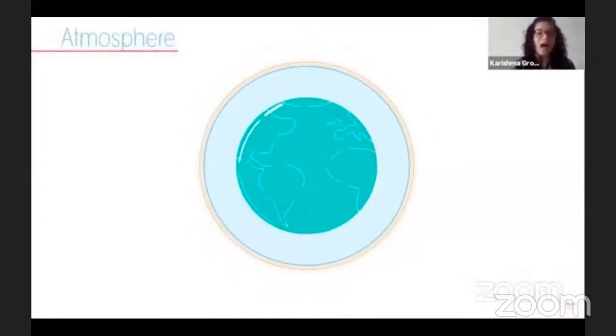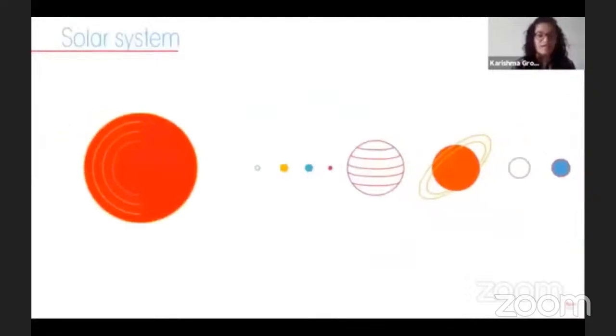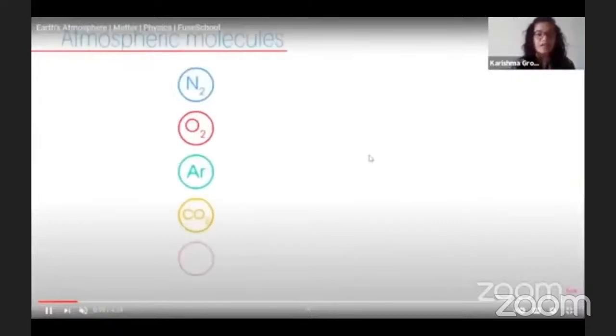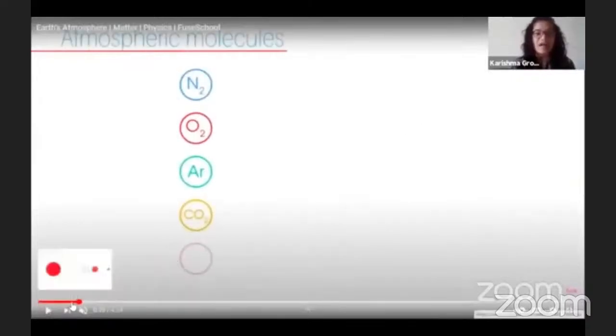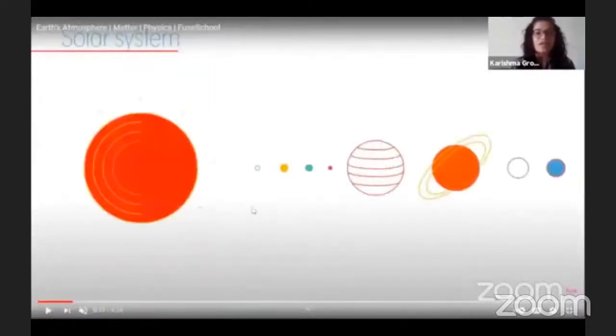In fact, our planet is the only planet in our solar system which has life. And it is composed of different molecules. We are going to come to that in a moment. But why does it have life? Why is it the only planet which has life?